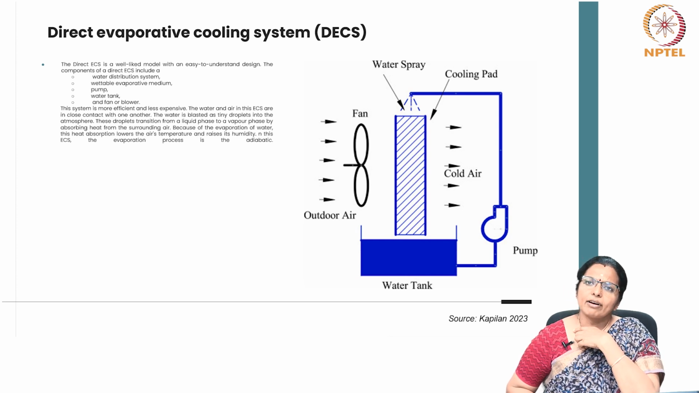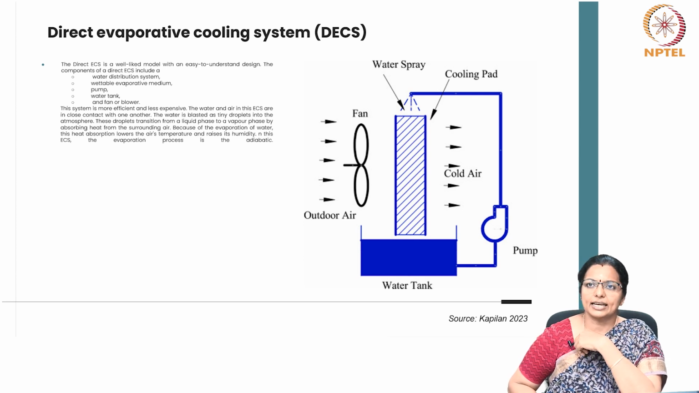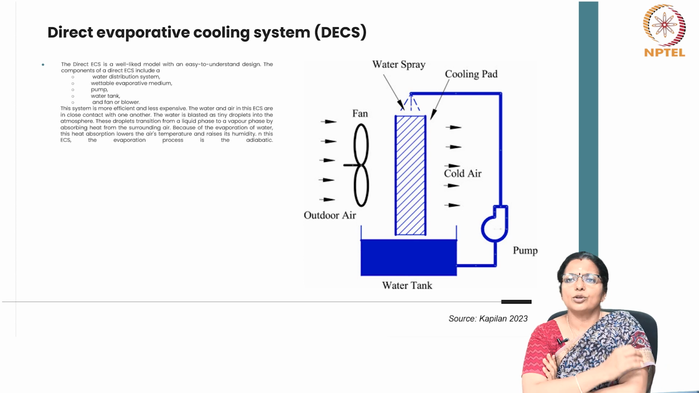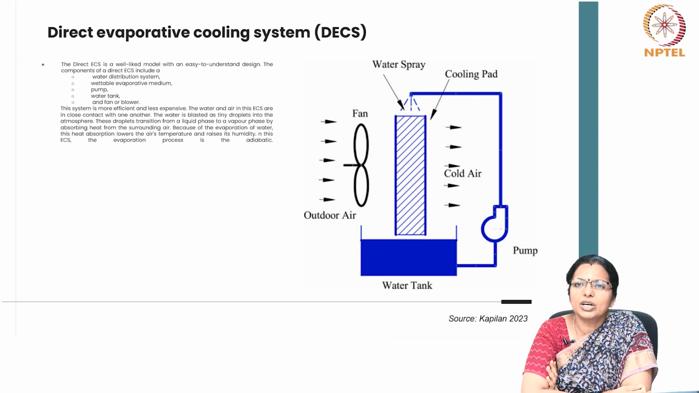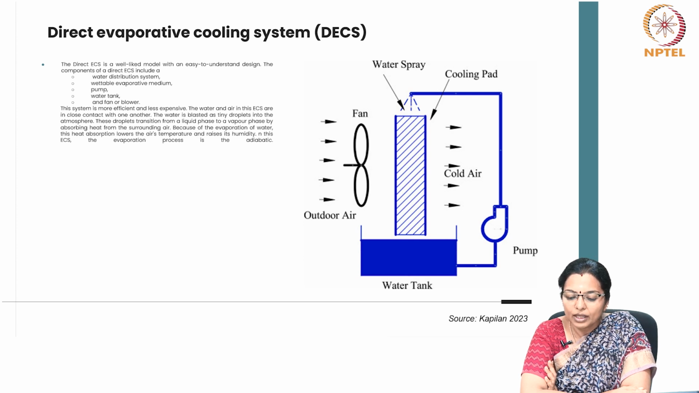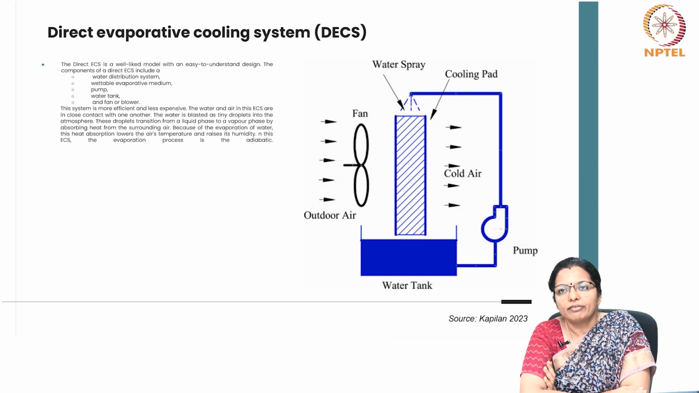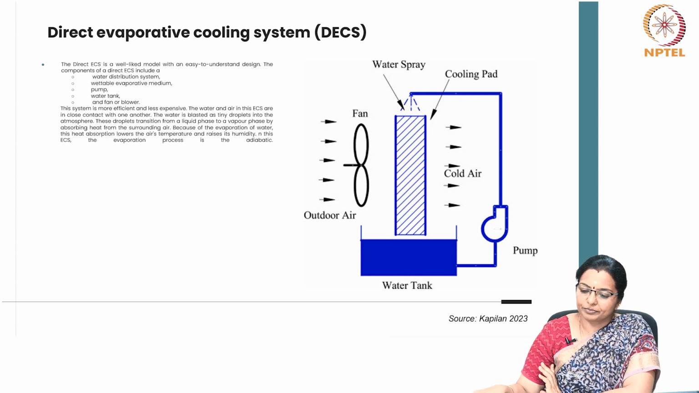So, a direct evaporative cooling system is a well-liked model with an easy to understand design. The components of a direct evaporative cooling system, which I will call ECS, include a water distribution system, a wettable evaporative medium, a pump, a water tank, and a fan or blower.